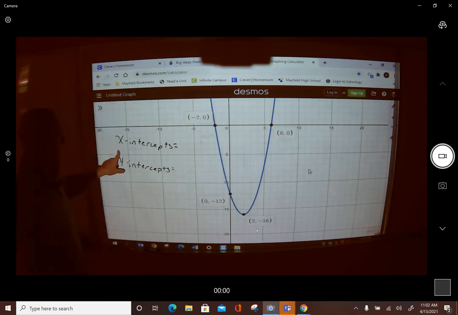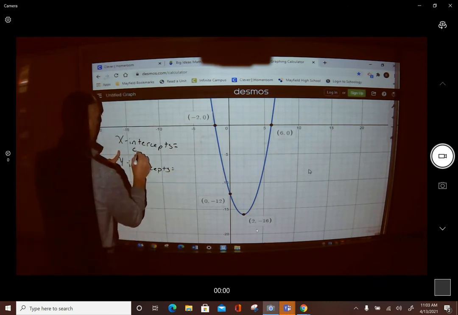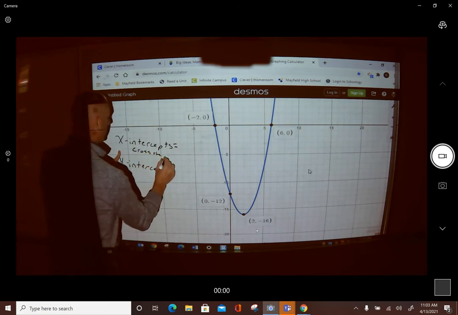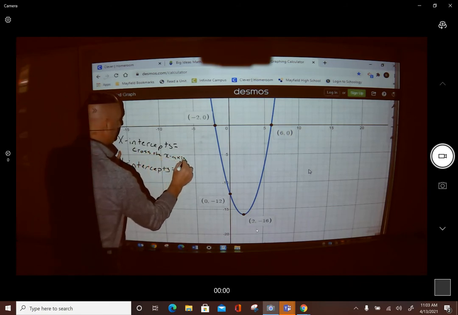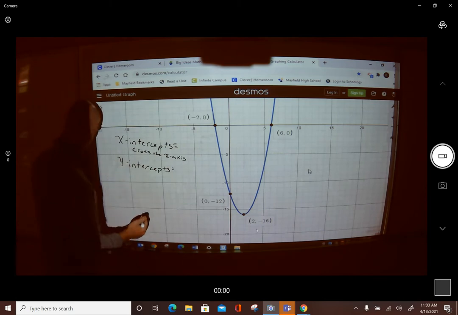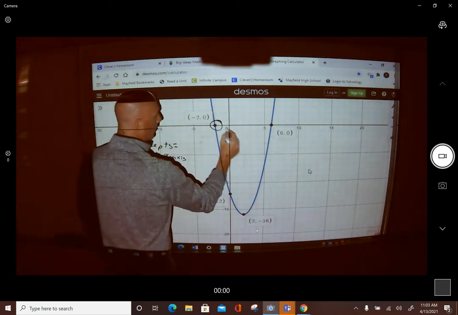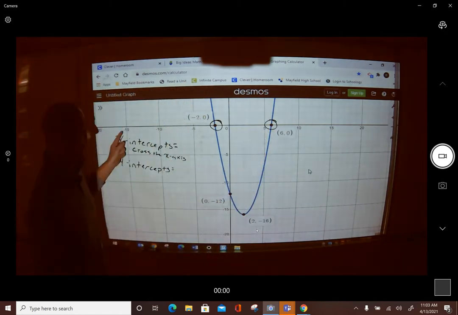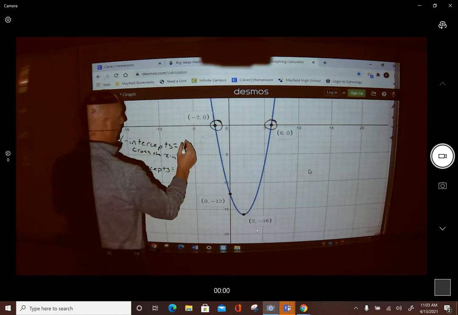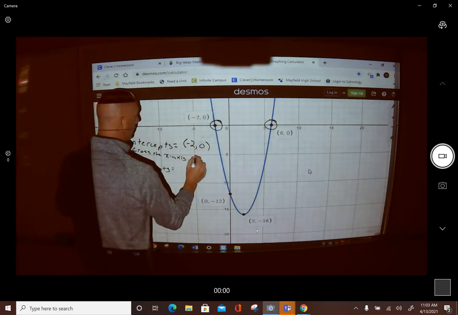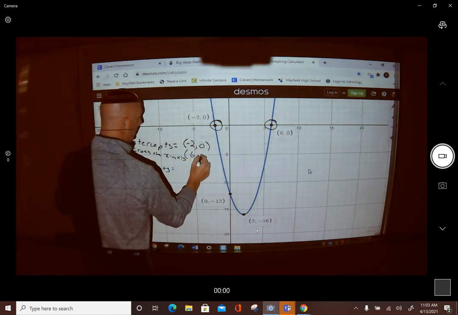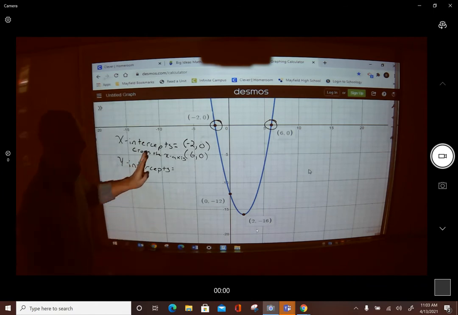The X-intercepts are where you cross the X-axis. Remember, intercept sounds like intersect. So for the X-intercepts, I'll do those in black, and those are these two, where you cross the X-axis. So if I'm asking you to label the X-intercepts, I would say (-2, 0) and (6, 0). So we're just looking at a graph of a parabola and naming things.